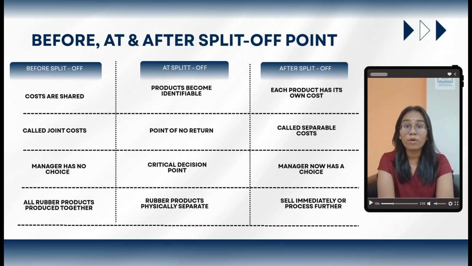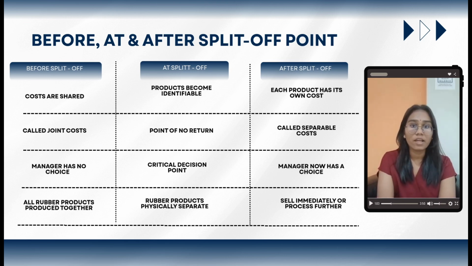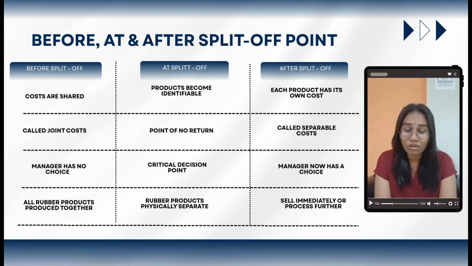This is what I call the point of no return. This is where rubber products physically separate from each other and become individually identifiable for the very first time. And this becomes the most critical decision point because what happens next is now in the hands of the manager.